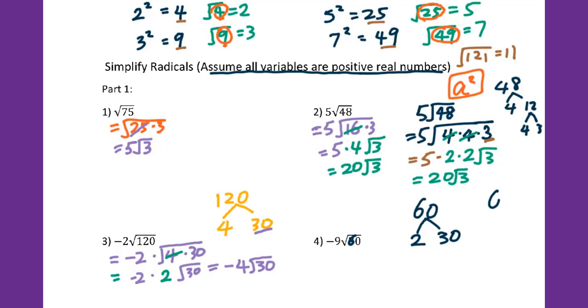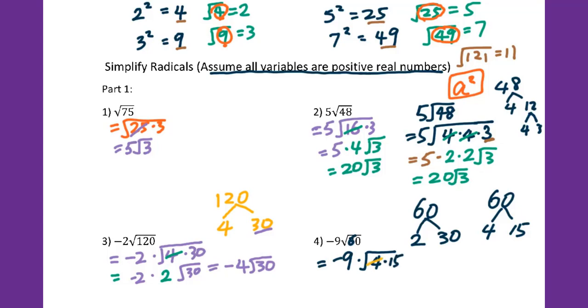So for this 60, can we divide it by 4? Yes, it's 15. 15, can we divide by 4, 9, 25, 49? No. So we keep that 15 in the square root. So you will get negative 9 times the square root of 4 times 15.